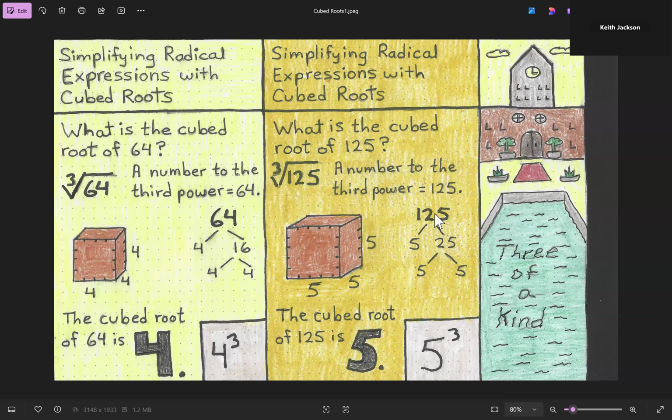And so we know that 125 is equal to 5 times 25. And we know that 25 is equal to 5 times 5. And guess what, y'all? We have our three of a kind right here, letting us know that 5 times 5 times 5 will give us 125. I can rewrite that as 5 to the third power. That lets us know that the cubed root of 125 is 5, because it is that number on the side of a cube, y'all. All right.